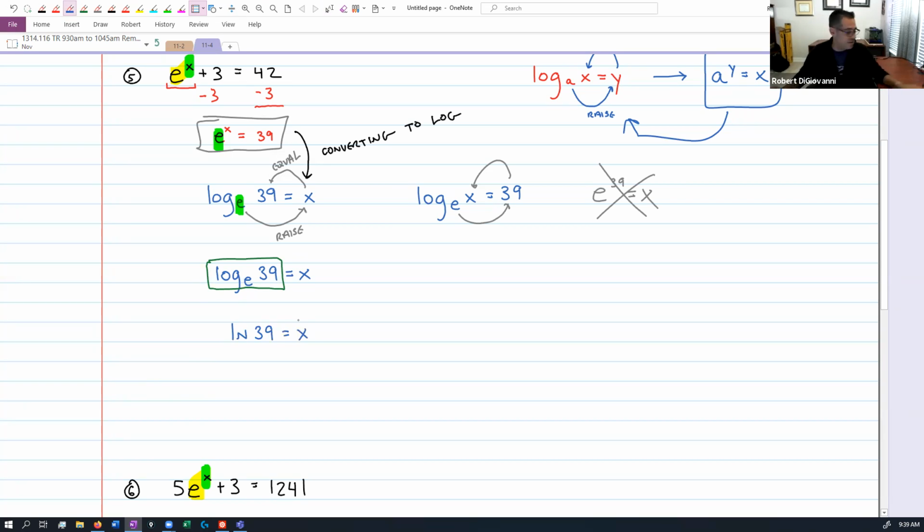And now what we do is we just get our calculators. I showed you last time where that key is. Natural log of 39. I do that on my calculator. I get about, I don't know, 3.66 is X.